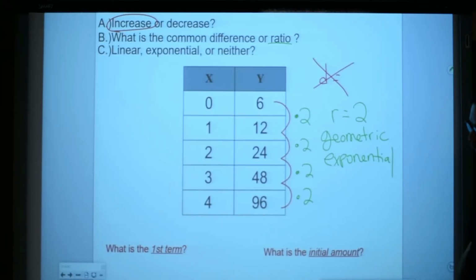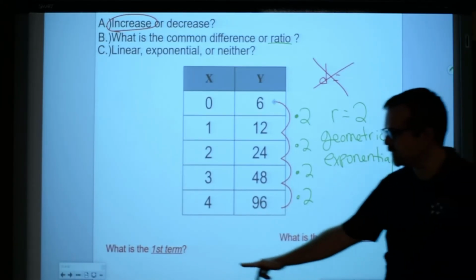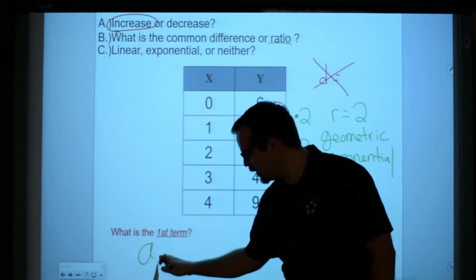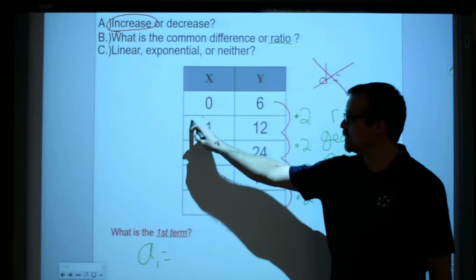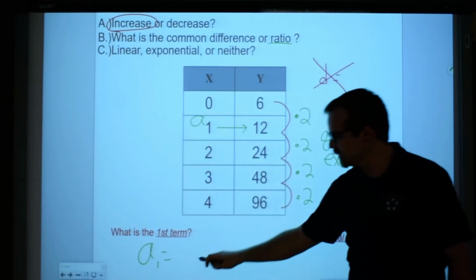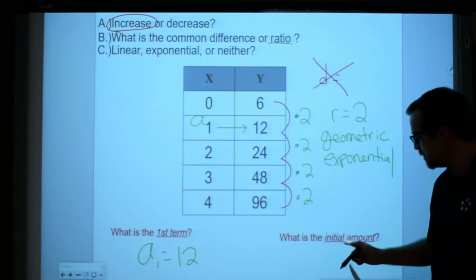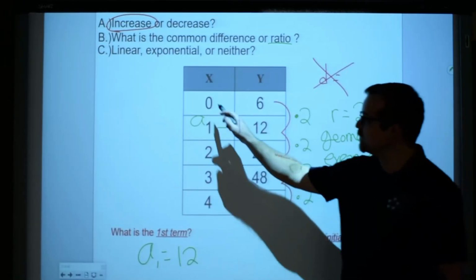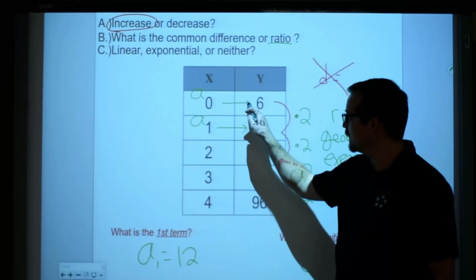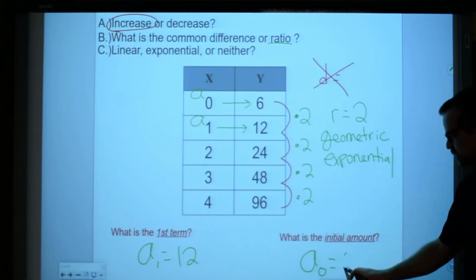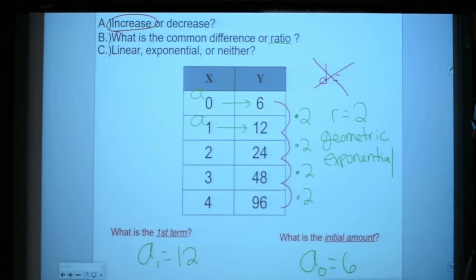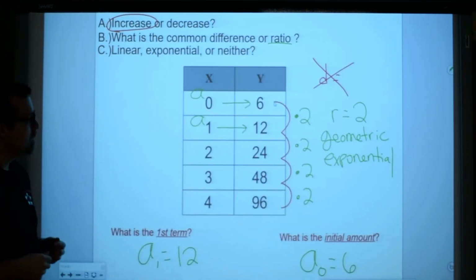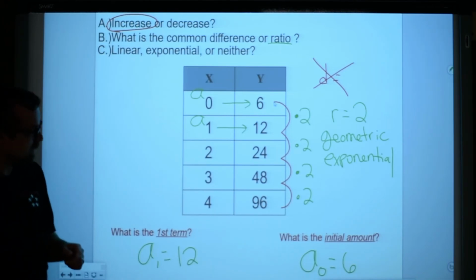All right, and so what's the first term? Well, just like we talked about, the first term is where x is 1. That is represented by saying a sub 1. And so our first term is going to be right here. A sub 1 is 12. And our initial amount is where x is 0 on a table. So a sub 0. And that is going to be a sub 0 right here. And that is going to be 6. So a sub 0 is my before I started, and my first term is after I started. So the initial amount is before we start, and the first term is after you've done 1.